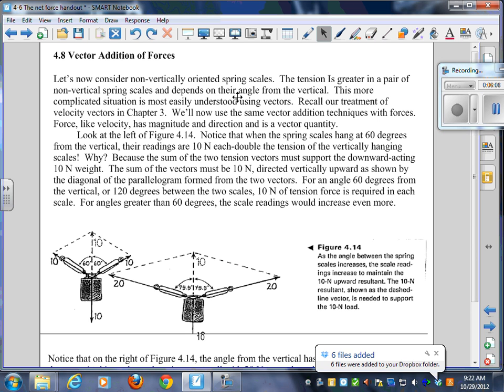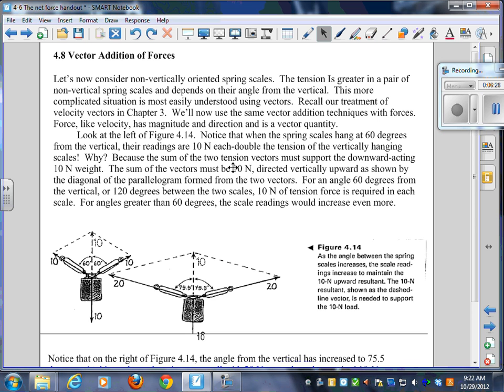Look at the left of figure 4.14. Notice that when the spring scales hang at 60 degrees from the vertical, their readings are 10 newtons each, double the tension of the vertically hanging scales. How come? Because the sum of the two tension vectors must support the downward acting 10 newton weight. The sum of the vectors must be 10 newtons directed vertically upward, as shown by the diagonal of the parallelogram formed between the two vectors.